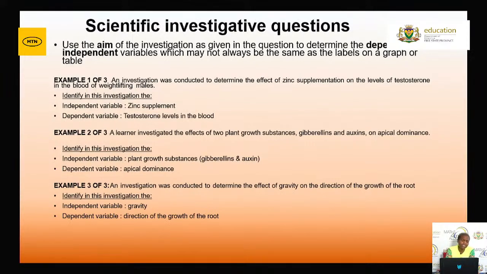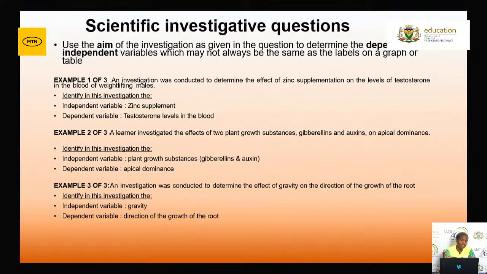But remember that there must be a relationship between these two variables, which are the dependent and independent variables. Testosterone in the blood of weightlifting males will depend on what? On the zinc supplement. Let us say that if levels of testosterone in the blood are high, then maybe it will mean that the person is using the zinc supplement.